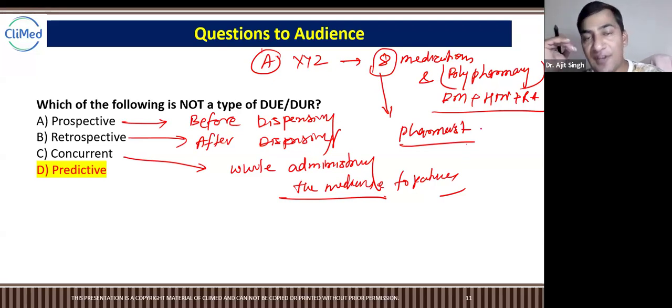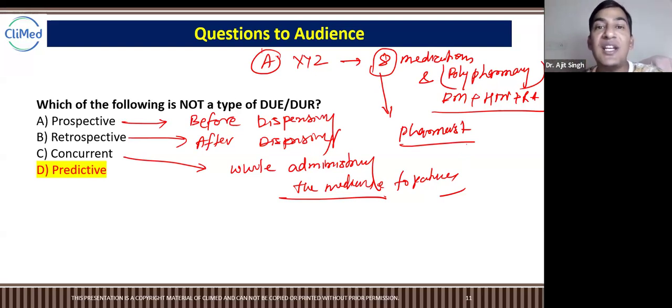Guys, understand the fundamentals and basics of DUR, because when I'm explaining the process of DUR, all of this is going to come back to you. You have to understand this today, because it is going to help us when we are constructing the process of DUR.